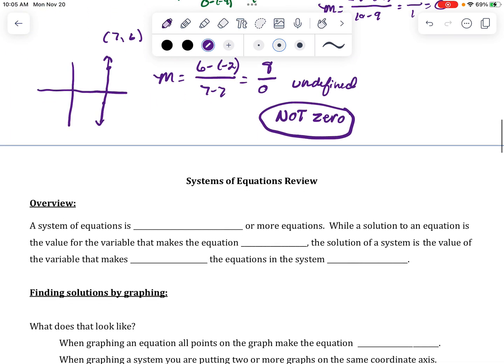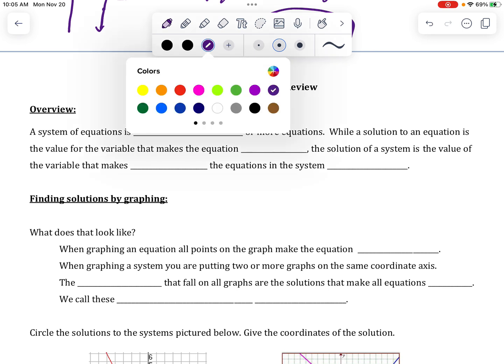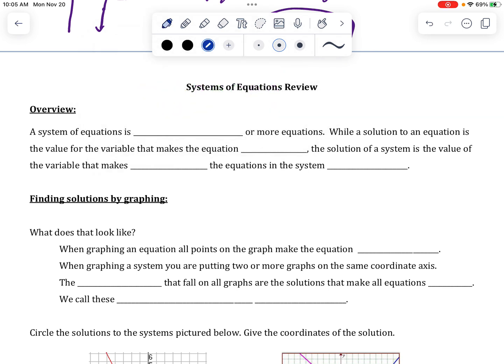All right, let's move into a systems of equations review. So when we talk about a systems of equations, we talk about a set of equations where we have 2 or more equations. While a solution to an equation is the value for the variable that makes the whole equation true, the solution to a system of equations is the value of the variables that make both or all the equations in the system true.